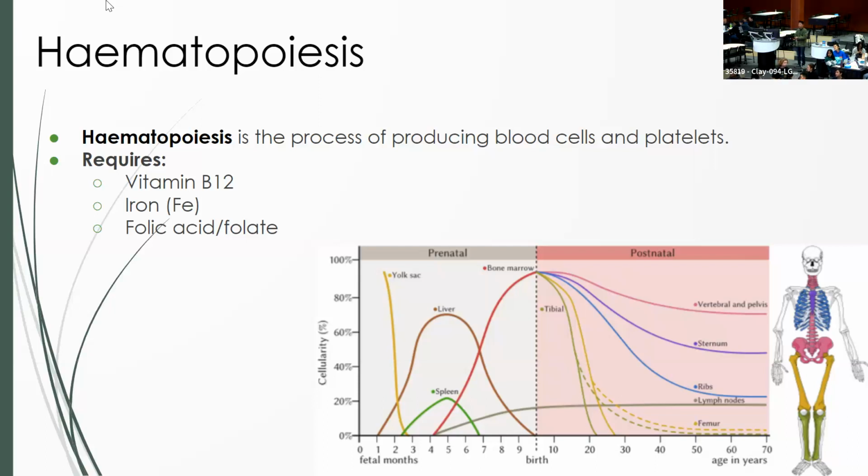It's mostly in the liver, and when you're born, pretty much the bone marrow takes over completely, and you can see that it starts to decline. That's because you will just be making less and less as you age, and there's not much you can do about it. And the most high yield point to remember here are what it requires. So vitamin B12, iron, folic acid.